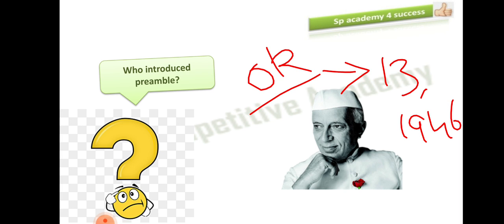So that's the reason why we got the preamble. We got the preamble from the Objectives Resolution. Who moved this? Nehru ji. On which date? 13th December 1946. Right. So the preamble is referred to as the introduction or the preface of the constitution. It contains the summary of the constitution.